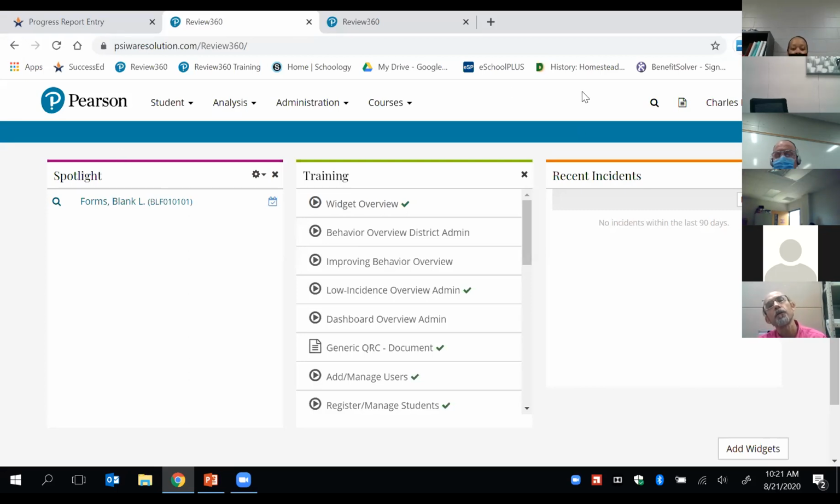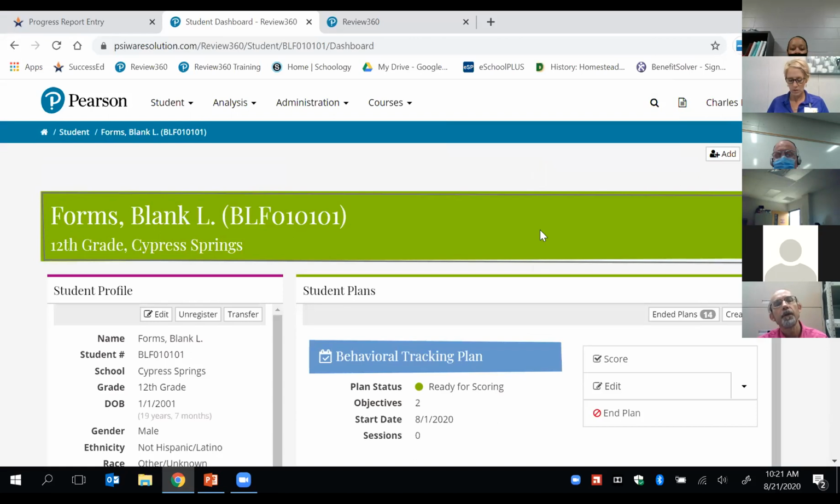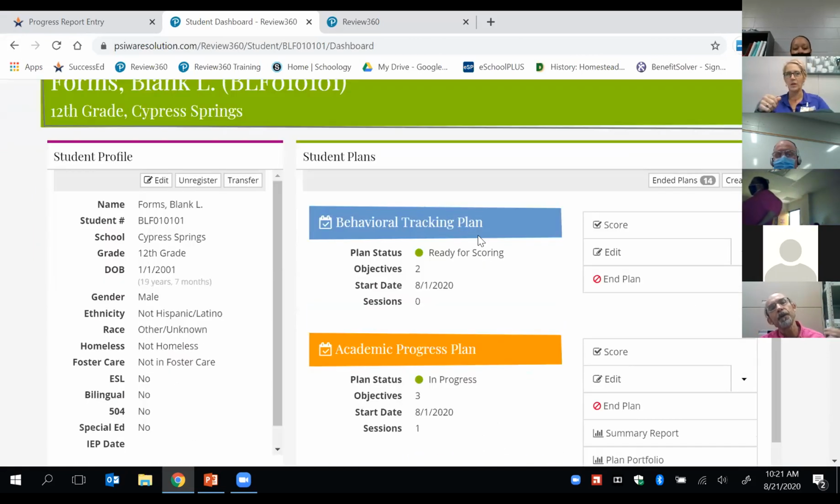So the best way to look for a student, once you're in Review 360, at least the first go around, is to enter the student's last name into the magnifying glass. Just like Success Ed, type in 3 or 4 letters of their last name and let it auto-populate. Okay, so once you get to this screen, it's going to bring you to what we call the student profile page. And for many of the students that you're pulling up, there might not be any current plans in place because they've never been in Review 360.